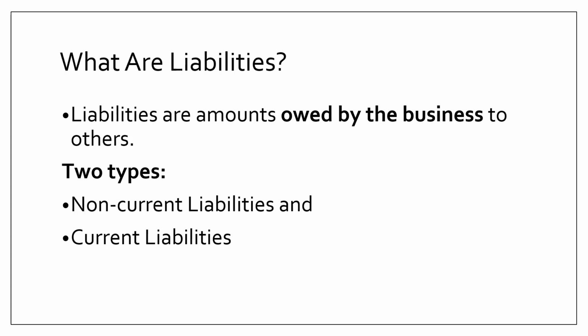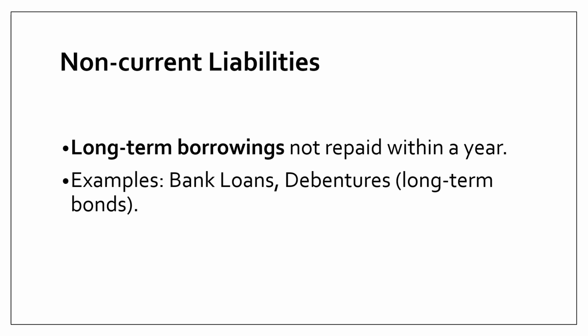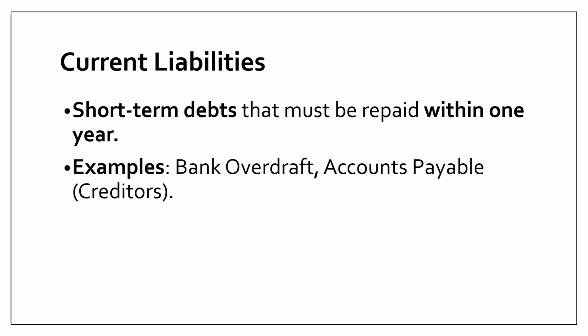What are liabilities? Liabilities are amounts owed by the business to others. There are two types of liabilities: non-current liabilities and current liabilities. What are non-current liabilities? These are long-term borrowings not repaid within a year. Examples are bank loans and debentures, like long-term bonds.